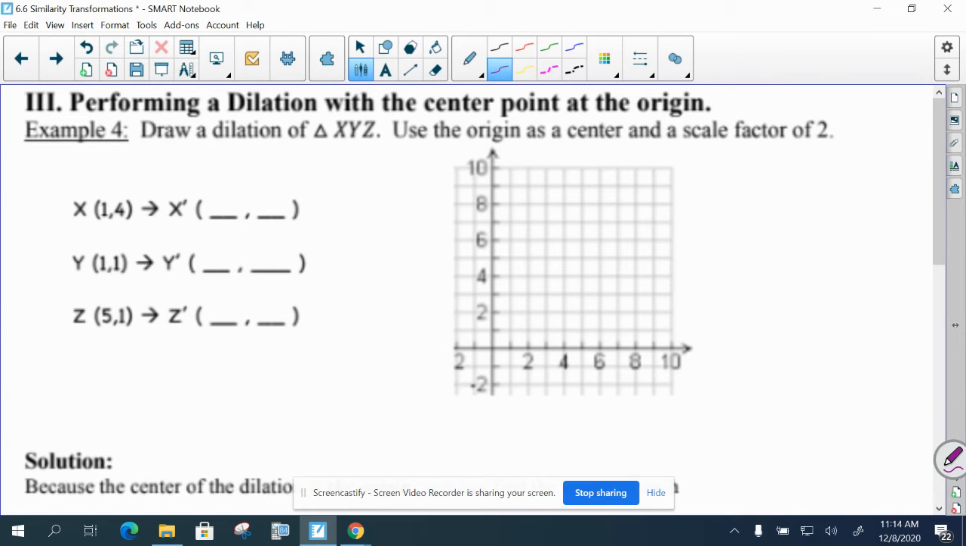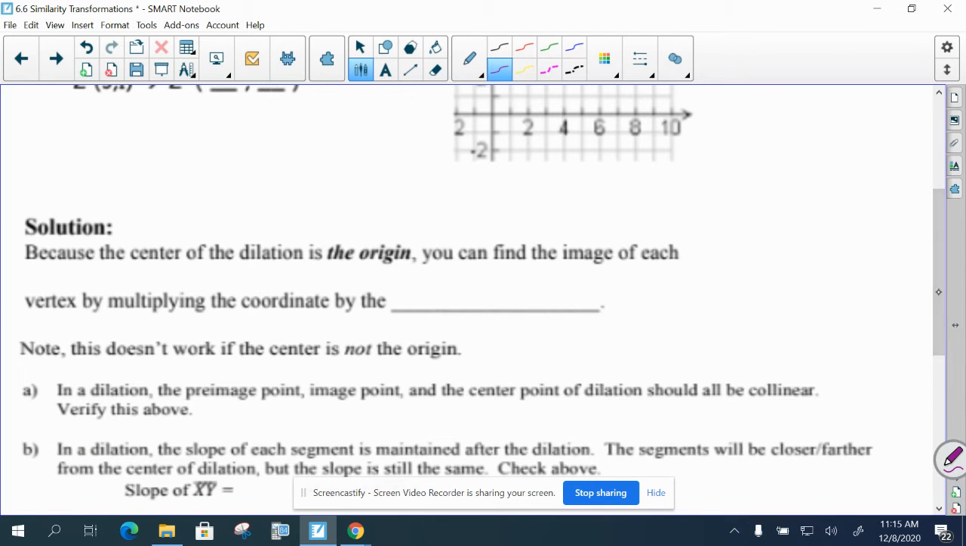All right. Performing a dilation with the center point at the origin. So it says to draw the dilation of triangle XYZ, use the origin as the center and scale factor of 2. Okay, this is kind of like what we've already done. I don't really see a need to do this again. You can pause the video and try it if you want to, but I'm going to skip this one because we already did this. You just multiply everything by 2. And then just make a triangle that's twice as big.